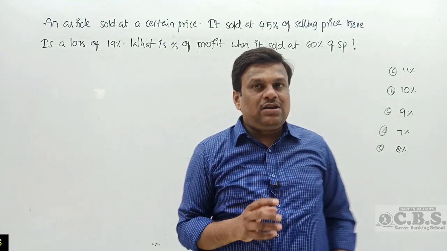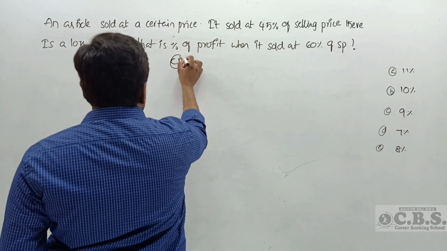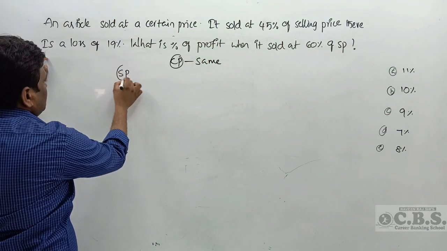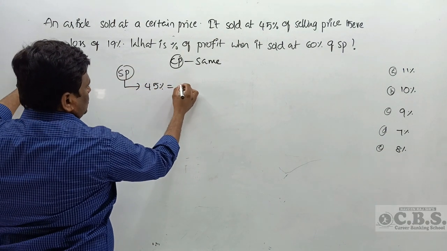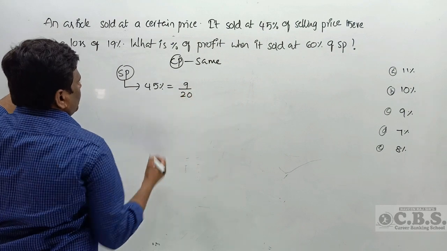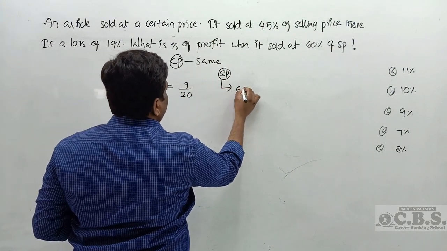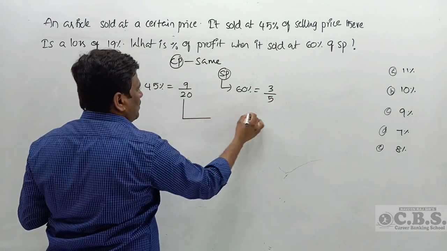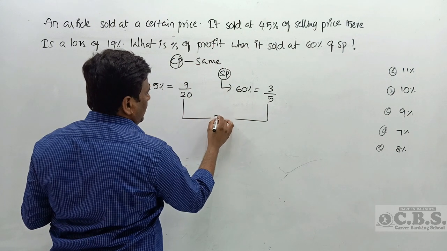Okay, directly meaning the cost price is the same. So since the cost price is the same, you can use the concept of ratio. Here the first selling price is changed by how much? 45%. 45% means how much? 9/20. And the second time the selling price has changed by how much? 60%. 60% means how much? 3/5. So the LCM of 5, 20 and 5 is how much? 20. Okay, get my point?